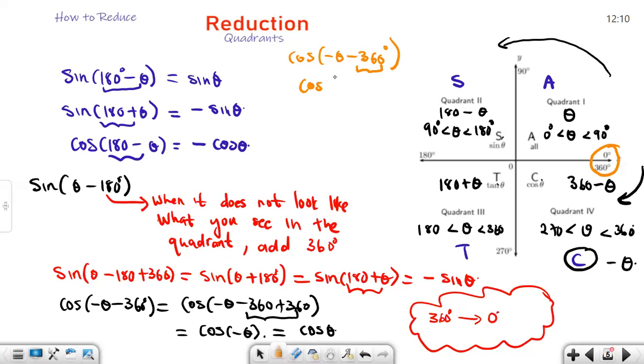That will be cos negative theta minus 0. That's nothing. That will be cos negative theta, which is positive cos theta. I hope you are okay with what I said.